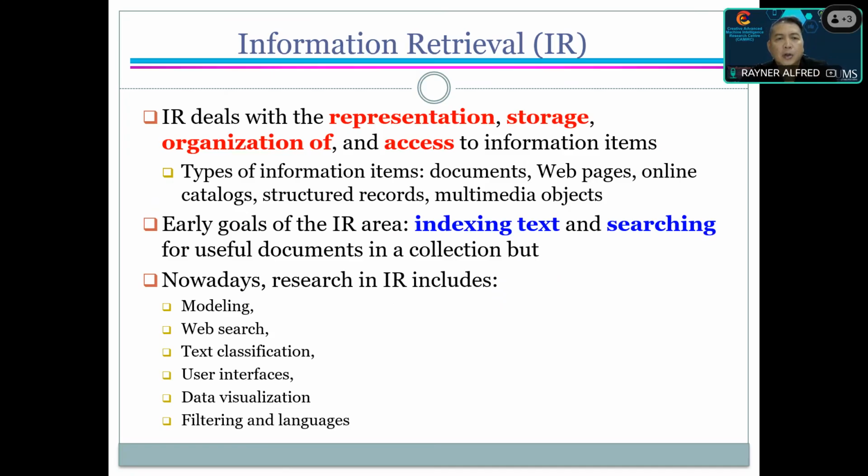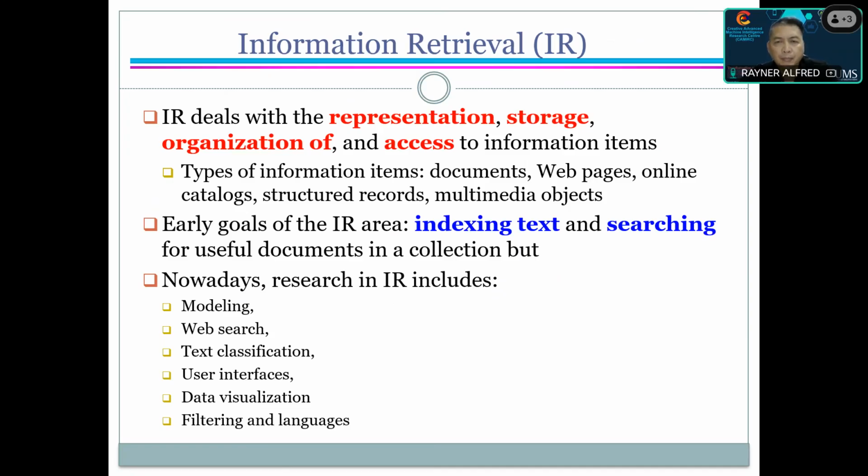Okay. So when we talk about the type of information, normally we are looking at documents, web pages, online catalogs, structured records or multimedia objects. All of these can be transformed into a vector space, and then you can use the vector space model in order to retrieve them.